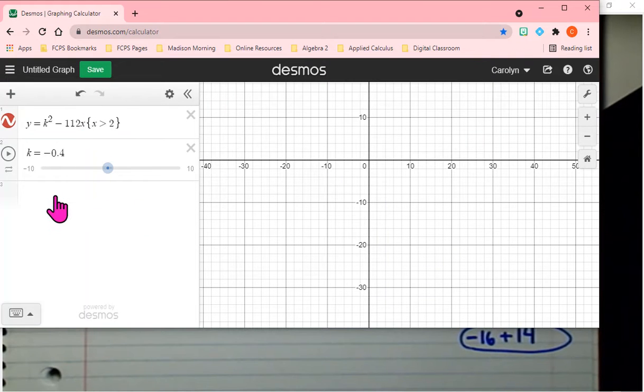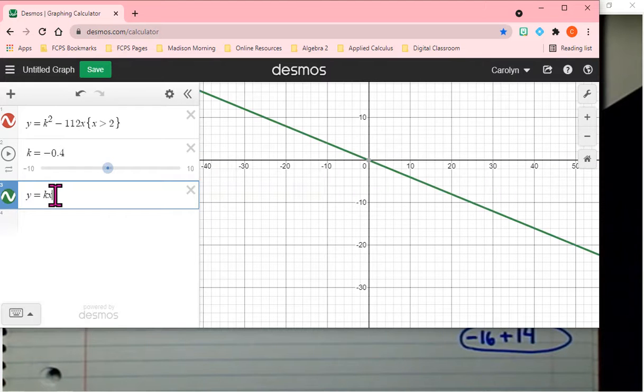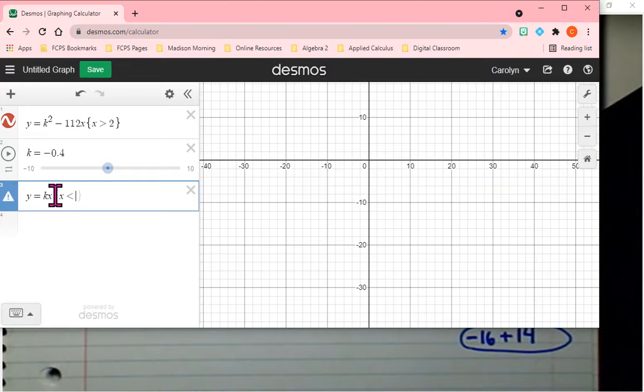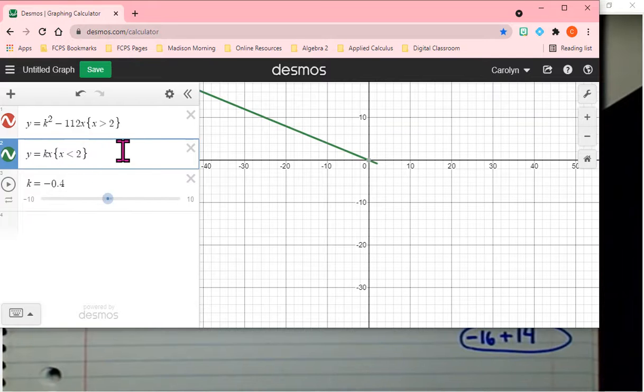Okay, let's put in the other piece. y equals 2kx. There's a graph. And I'm going to add the domain: x is less than 2. There's my piecewise equation in two parts. Now I can see the green part. I can't quite see the red part yet, probably because of that 112x.